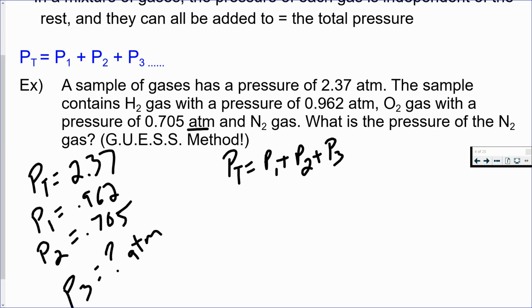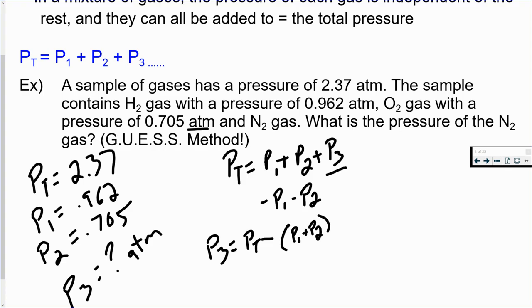This is the only gas law that we will go over that you have to do some subtraction. So since we're trying to solve for P3, we want to get it by itself. So we're going to subtract P1 and we're going to subtract P2. This gives us P3 is equal to PT minus the quantity of P1 plus P2. The reason I do this is sometimes in our calculators it's easier to add them and then subtract it out of the total because it does some funky things.